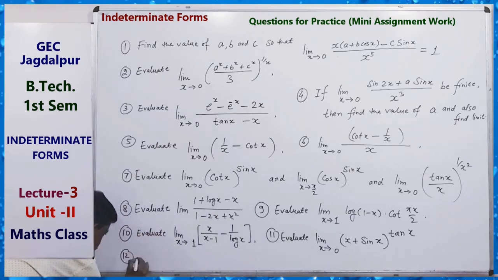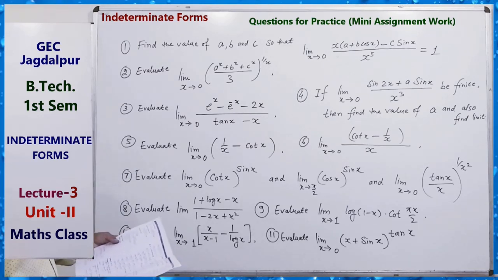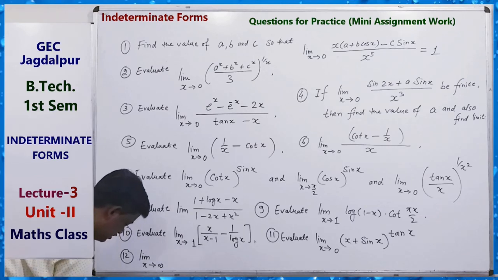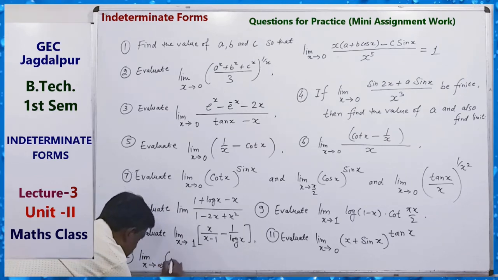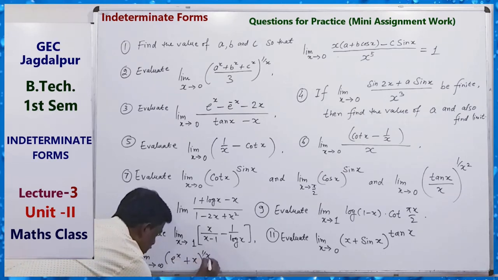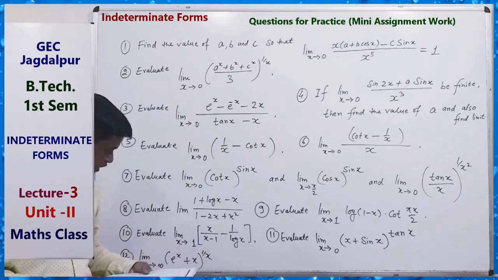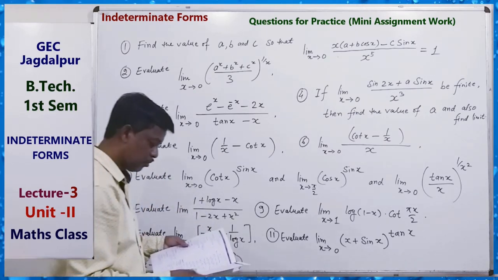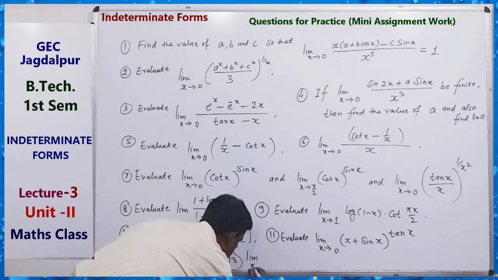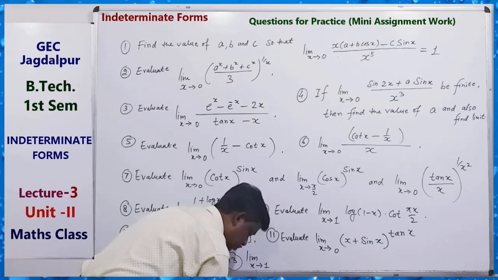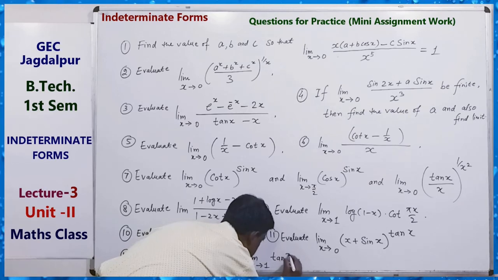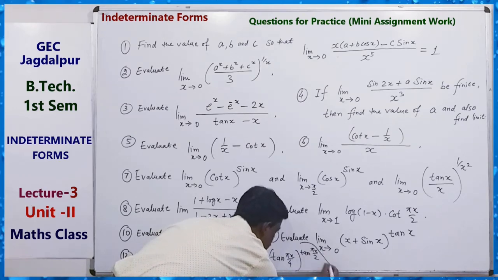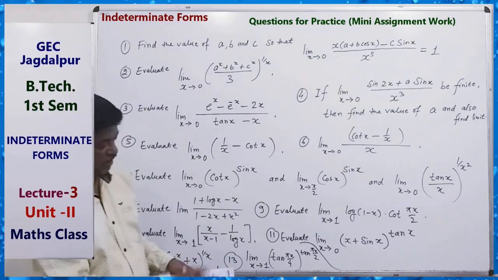And 12, limit as x tending to infinity of (e to the power x plus x) power 1 by x. 13, limit as x tending to 1 of (tan pi x by 4) power (tan pi x by 2).